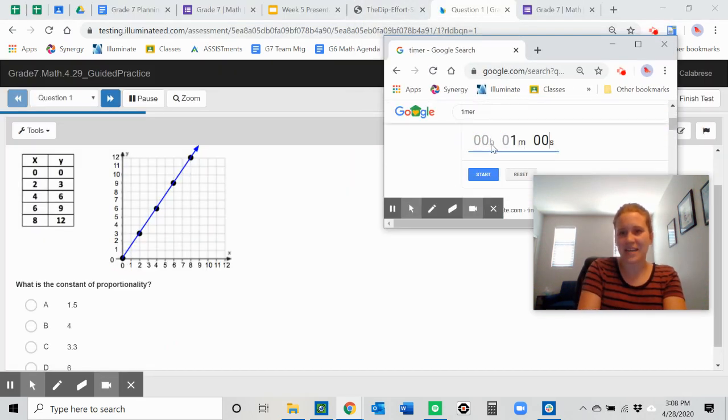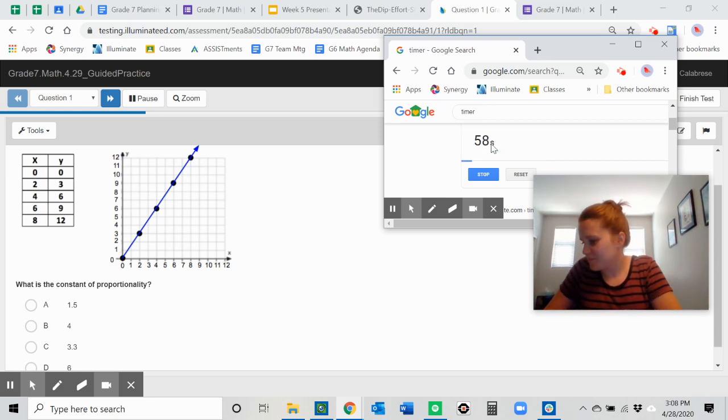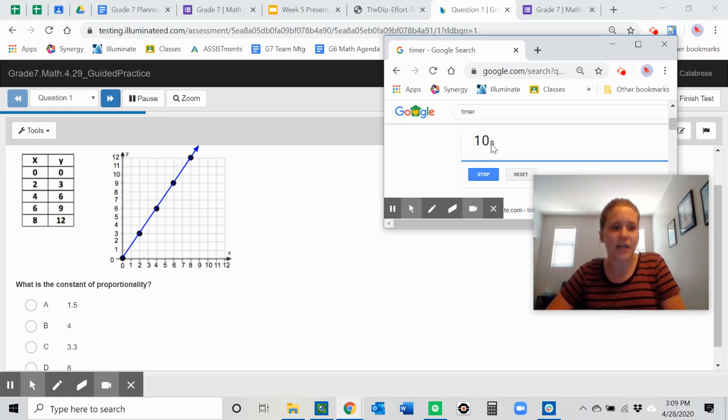Go ahead and take 1 minute to answer this question. Go. So we're halfway through our time. You should be choosing one of those 3 strategies from the Google Slides presentation to find the constant of proportionality. If you've already used the table, try looking at the graph to find it. If you've already used the graph, try looking back at the table to confirm your answer.